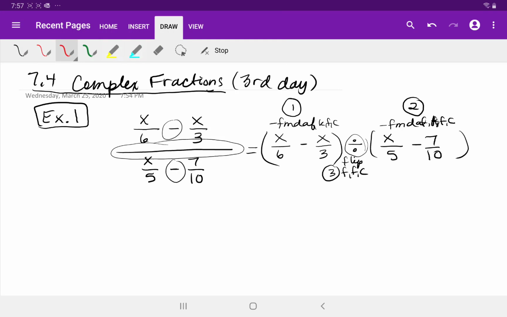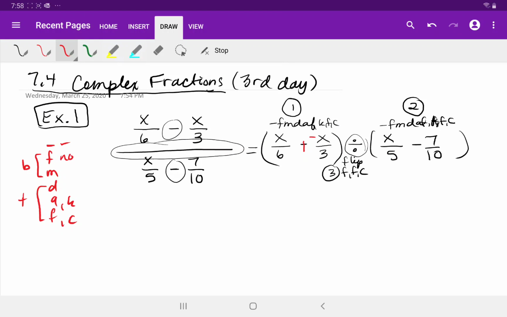So let's work on the inside of this first parentheses. Okay, so let me write the steps over here. So negative FM, DAF, KFC. This you do to the top. This you do to the bottom. Okay. So negative. Change it to a plus. Distribute. Okay, F. Factor the bottom. Well, I don't really see how 6 and 3 factor. So I guess that's a no.